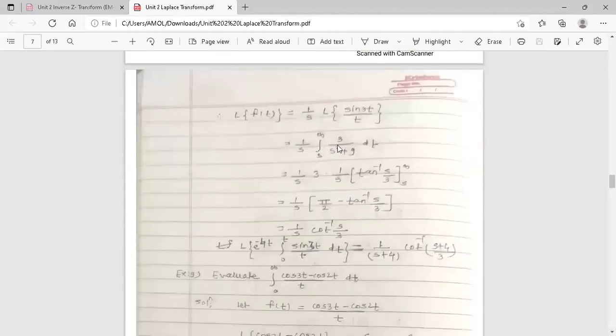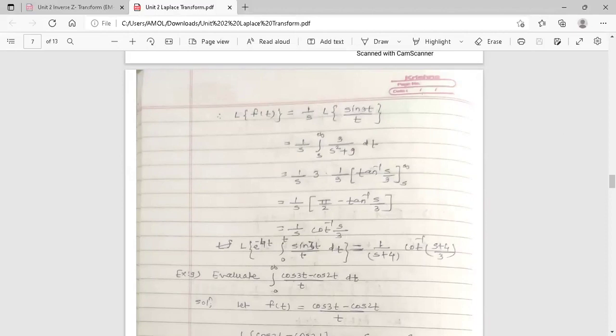The integration is like this. This 3 is a constant. 1 upon a, where 9 is a square. The square root of 9 is 3. So 1 upon 3 into tan inverse s by 3, with limits s to infinity. These 3s get cancelled. And if we put the upper limit infinity, tan inverse infinity is pi by 2, minus tan inverse s by 3 after putting the lower limit, and it is nothing but cot inverse s by 3. This is the Laplace transform of sin 3t upon t, this cot inverse s by 3.